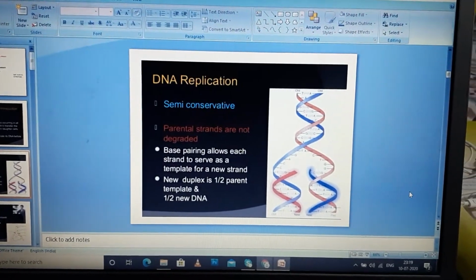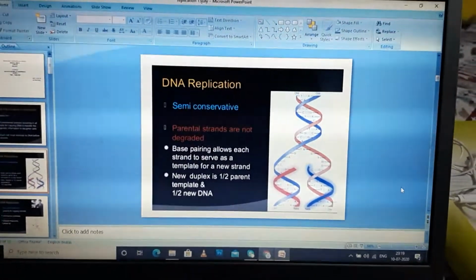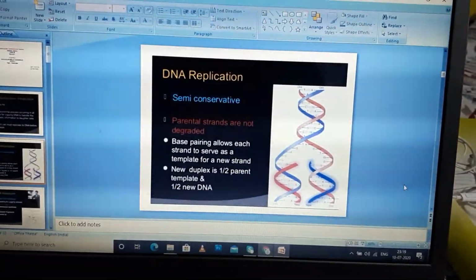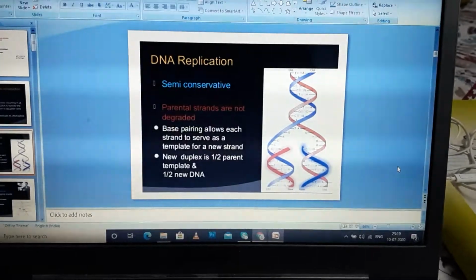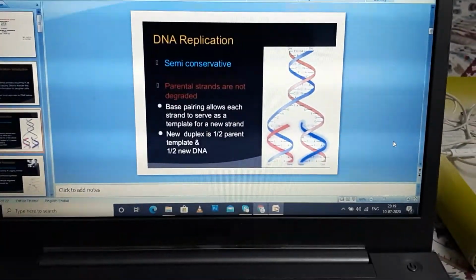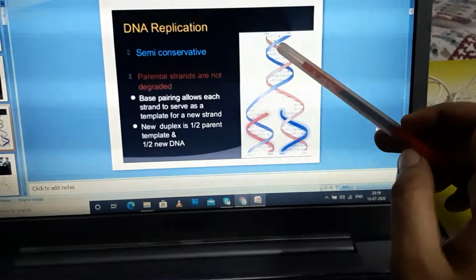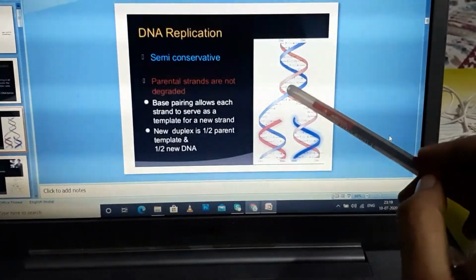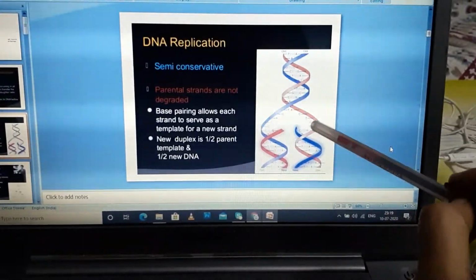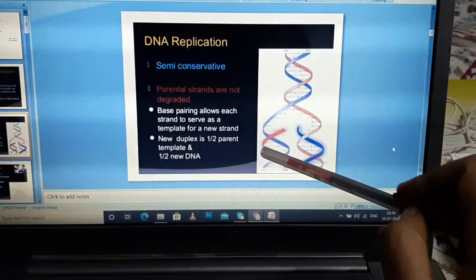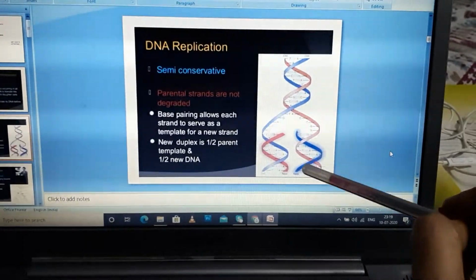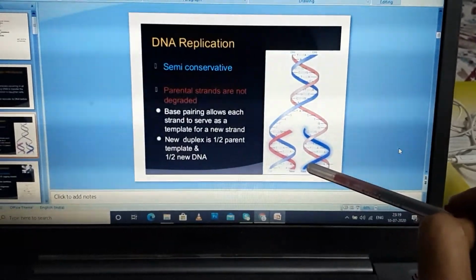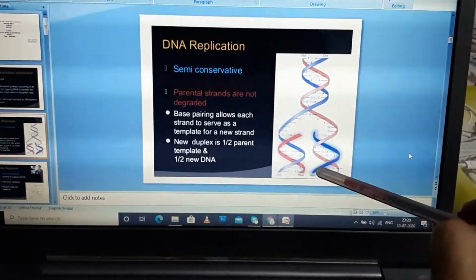How does DNA replication occur? As we all know, DNA is a double strand polynucleotide. So DNA replication has a semi-conservative nature. As it is seen, DNA has two strands, and these two strands move apart from each other and another new strand starts forming. These two are the new strands which are synthesized.